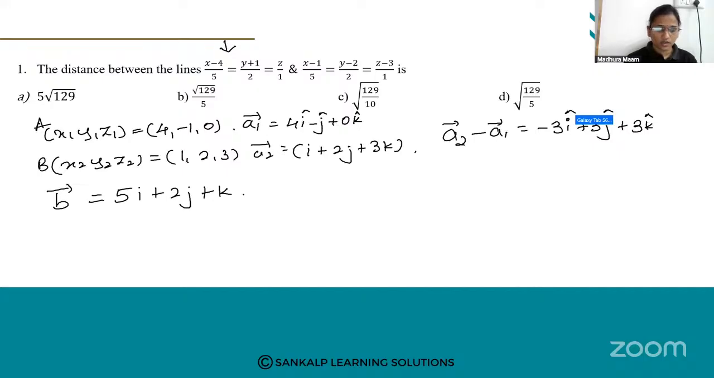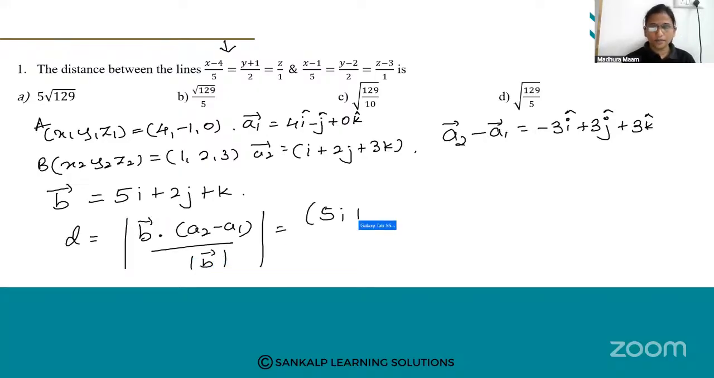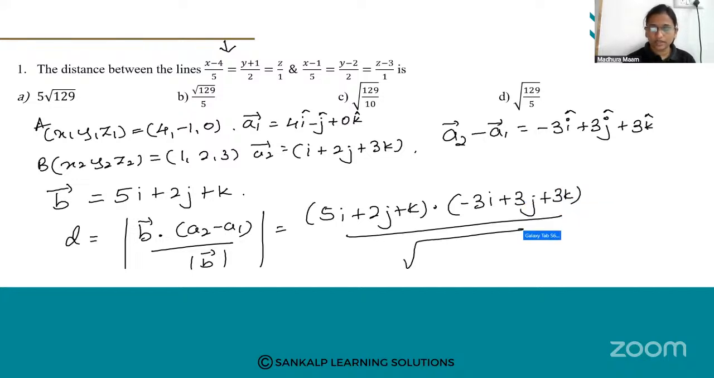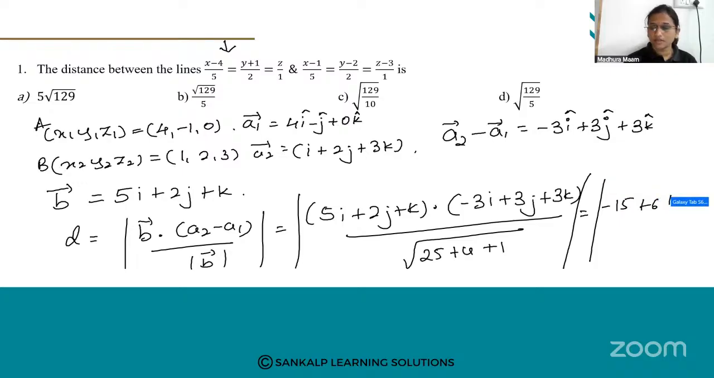Therefore, distance is b dot a2 minus a1 divided by magnitude of b. So b, 5i plus 2j plus k, dot a2 minus a1. We know how to find this: 5 into 3, that is minus 15. Next, this is 3 divided by 30. Correct?